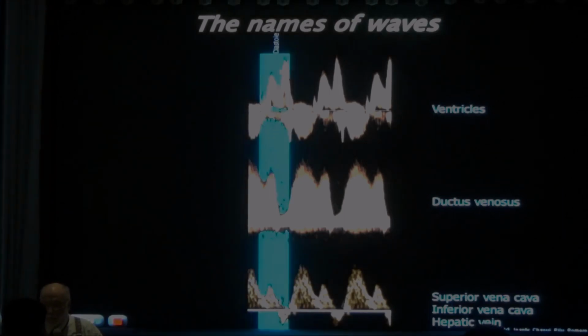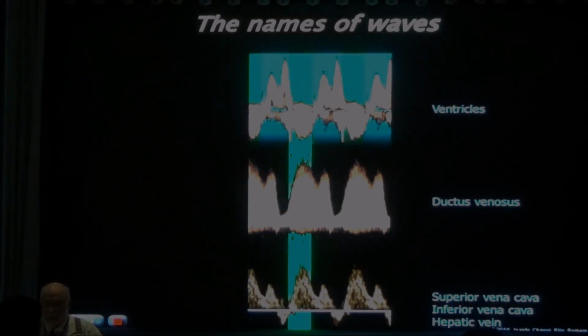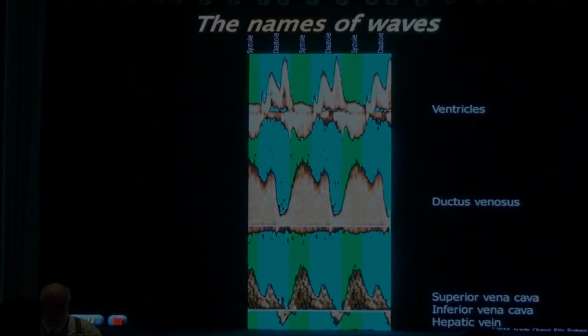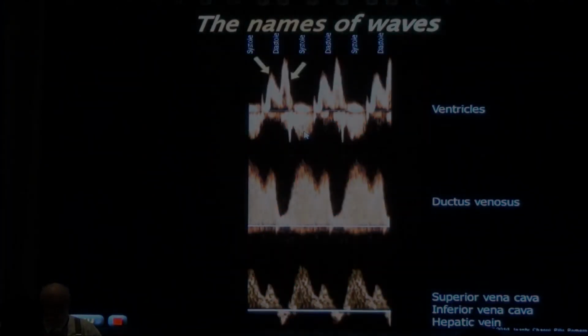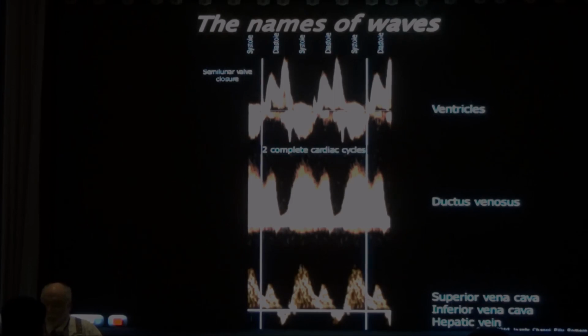So this is diastole, this is systole, and here's a bunch of systole and diastole. So try to identify what you're looking at in the tracing. So E, A, this is the semilunar valve closure, this is the atrioventricular valve closure, and this is V. So here we have two complete cardiac cycles, and actually there's more detail you can see.